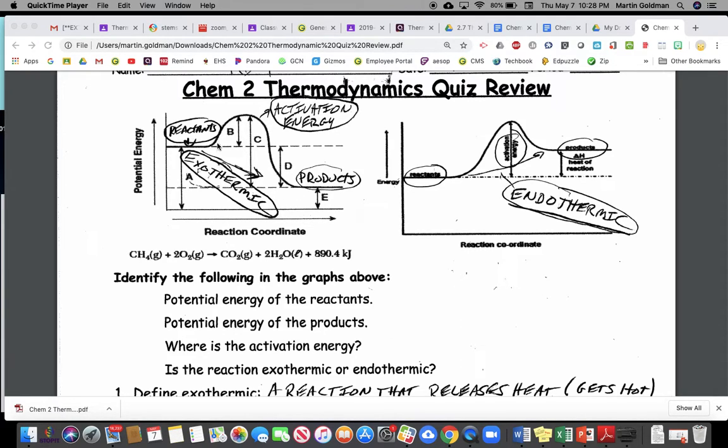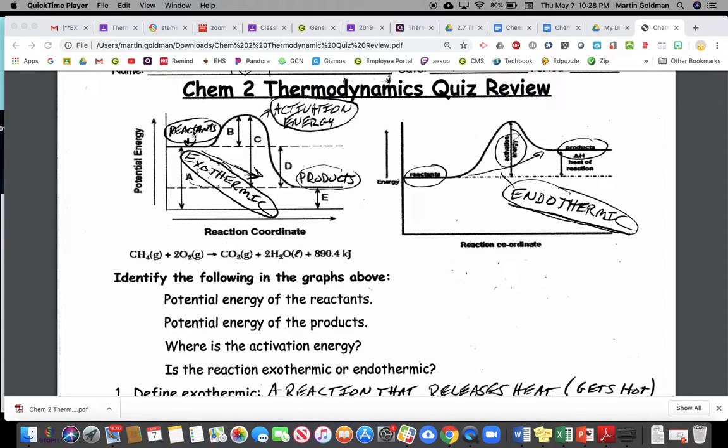Okay, so let's look at the first one. Here we have reactants, and here we have the products. So this is the potential energy of the reactants. If there was a number here, you could read it. And here's the potential energy of the products. If there was a number here, you could read that one too. And up here is the activation energy, the little hump. And we're going to talk about that a little bit later in the next unit.